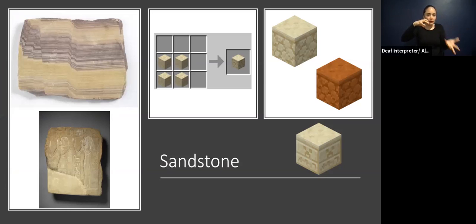I like that you mentioned sandstone because that's the next one that we have to look at. So in Minecraft, we have two kinds of sandstone. We have yellow sandstone and red sandstone, and you can find it out in desert areas. But you can also make it by combining sand together.